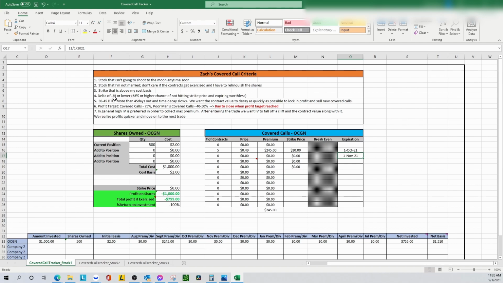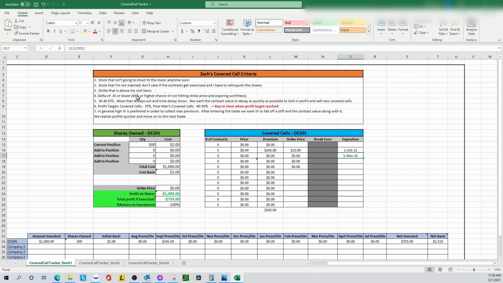So a delta of 0.35 means that there's a 35% chance of this contract at this strike price expiring in the money. But as a seller, you're looking at the complement of that, the opposite. So if it's a 35% chance of expiring in the money, and we want it to expire worthless, then that means there's a 65% chance of it expiring out of the money and worthless. And so you can choose 0.35 or something lower.